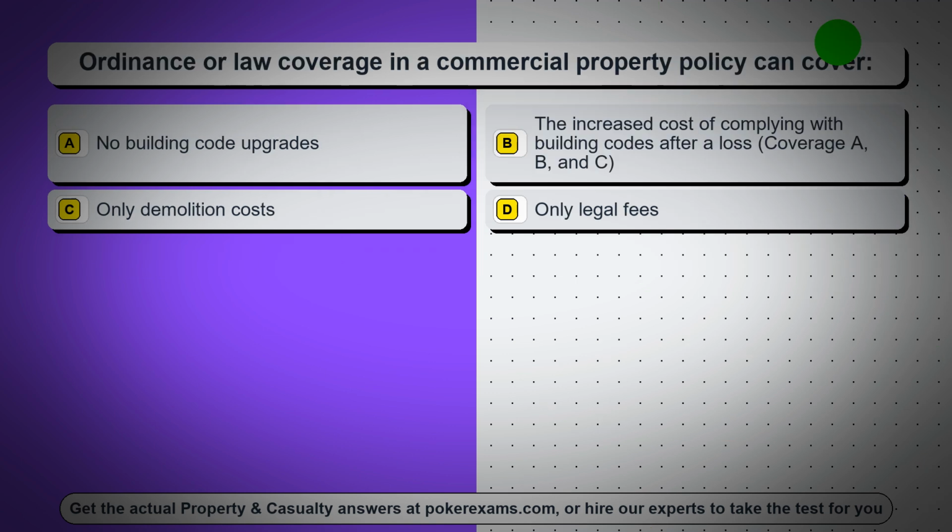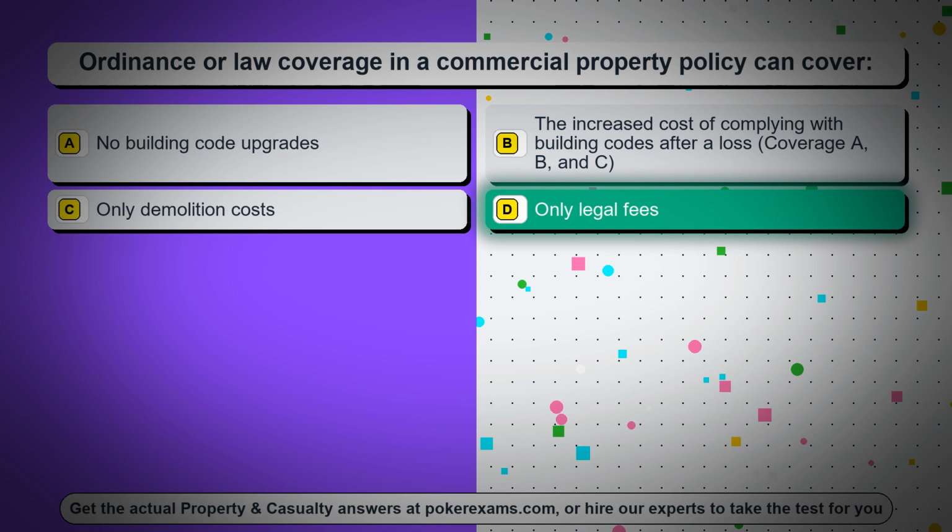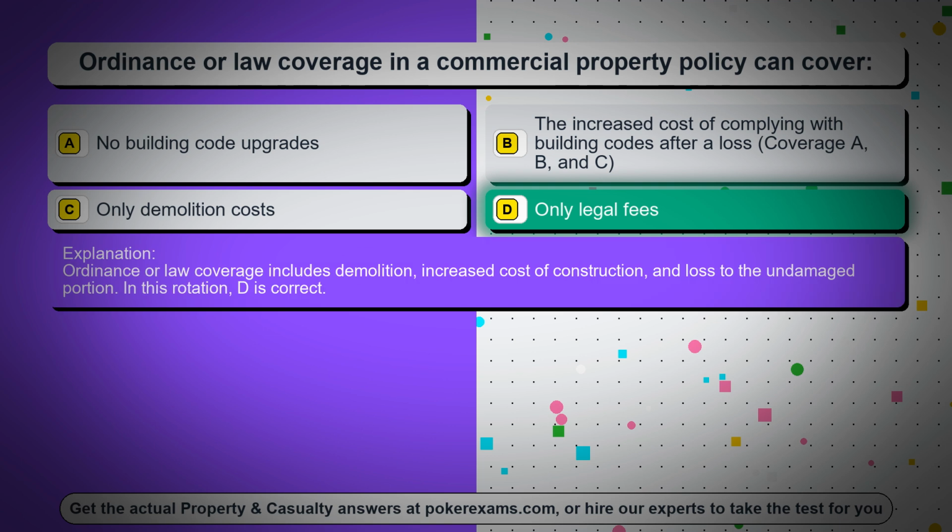Question 50. Ordinance or law coverage in a commercial property policy can cover. Option A, no building code upgrades. Option B, the increased cost of complying with building codes after a loss. Coverage A, B, and C. Option C, only demolition costs. Option D, only legal fees. The correct answer is option D, only legal fees. Ordinance or law coverage includes demolition, increased cost of construction, and loss to the undamaged portion. In this rotation, D is correct.